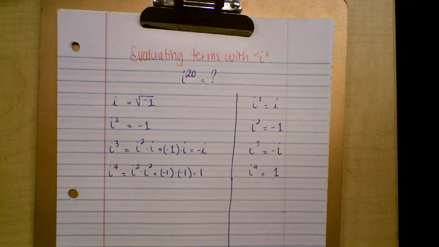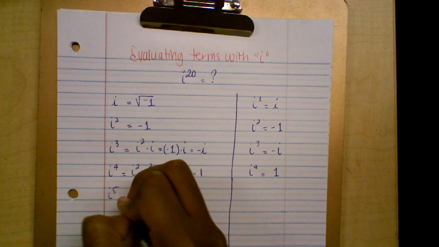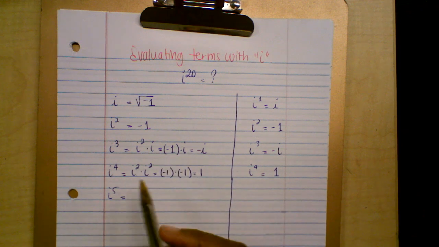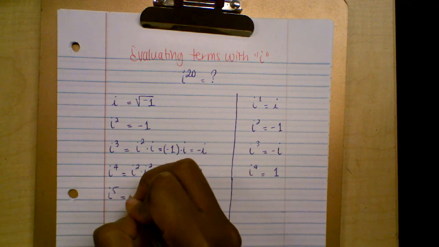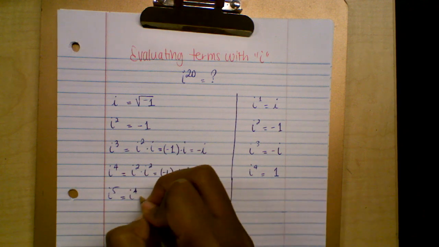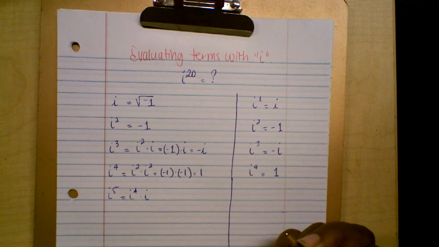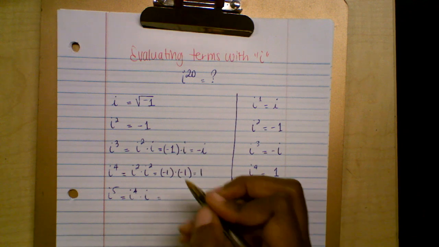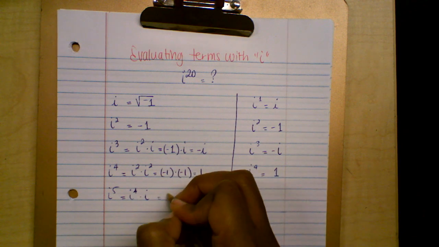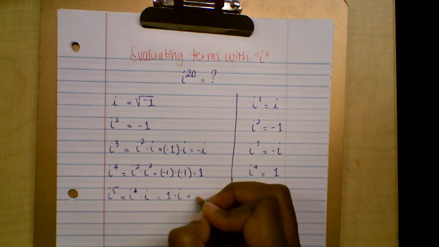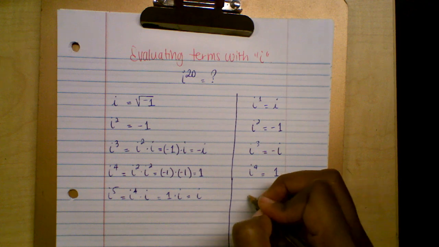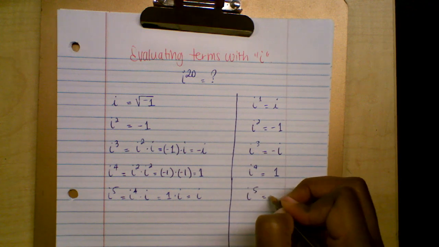So let's continue. There are many ways you can solve for i to the 5th power, but I'm going to use i to the 4th power times i. Now i to the 4th power I know is 1, so I have 1 times i, which is equal to i. So i to the 5th power is equal to i.